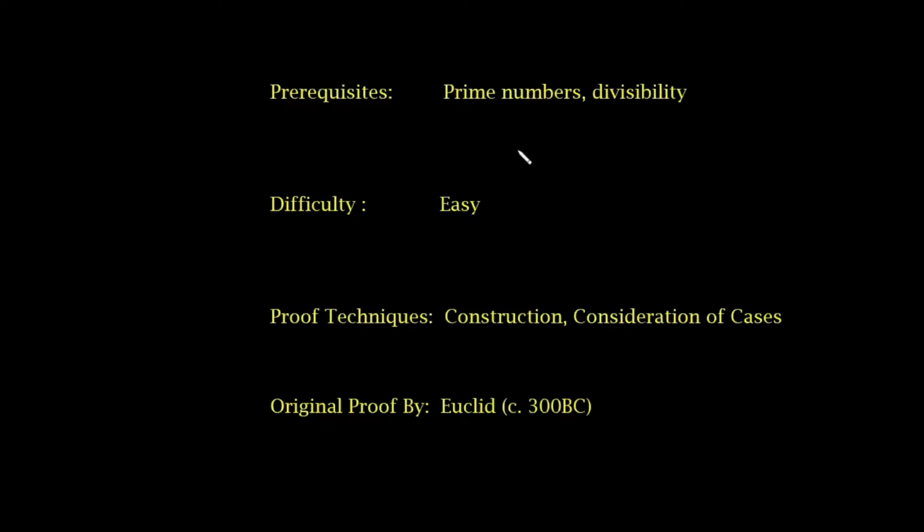Well, the prerequisites for the proof are minimal. You will need to know what a prime number is and how divisibility works. Basically that's about it. It's an easy proof. The techniques we're going to use are primarily constructing new prime numbers and looking at the cases that emerge. And as I said, the proof was originally due to Euclid. So let's get started.